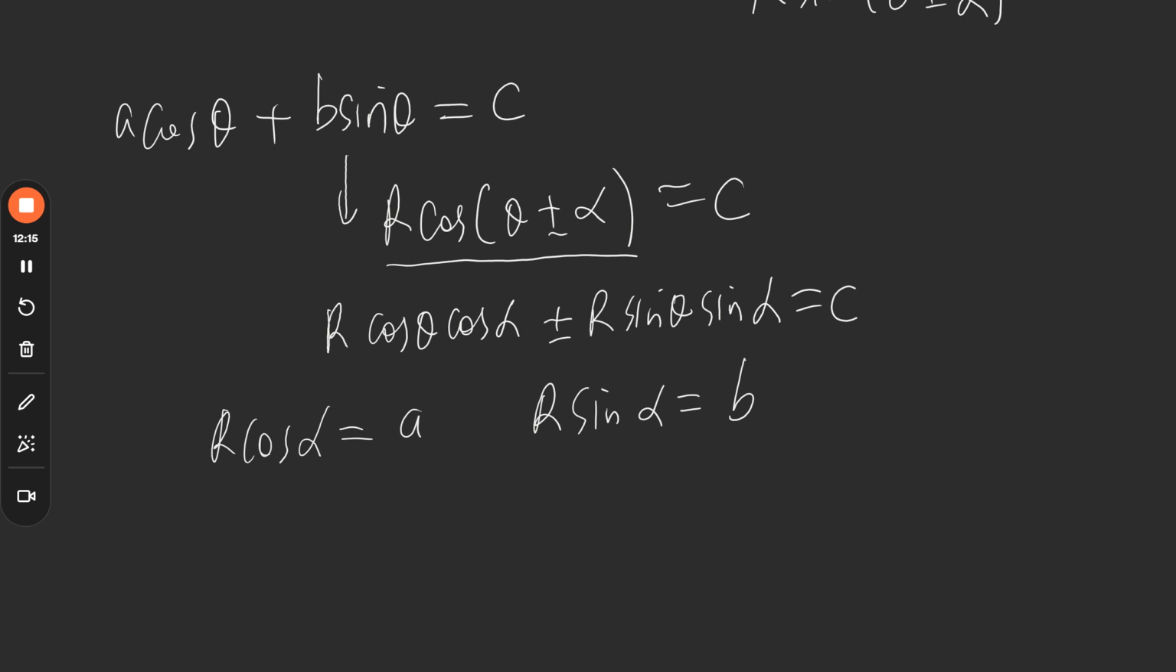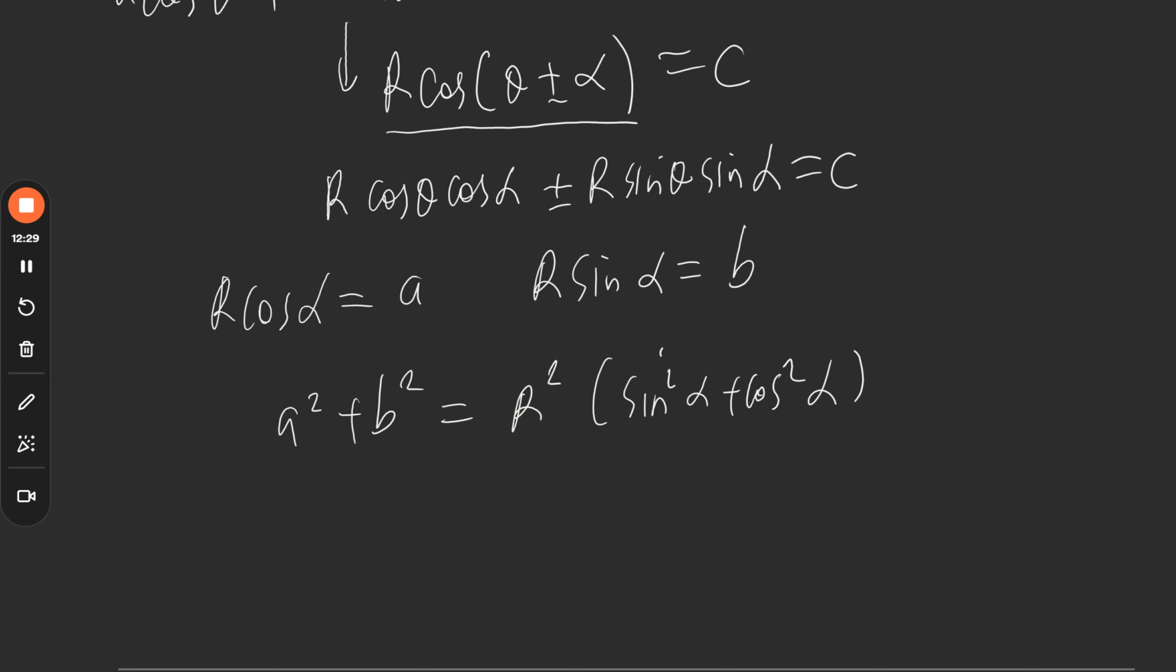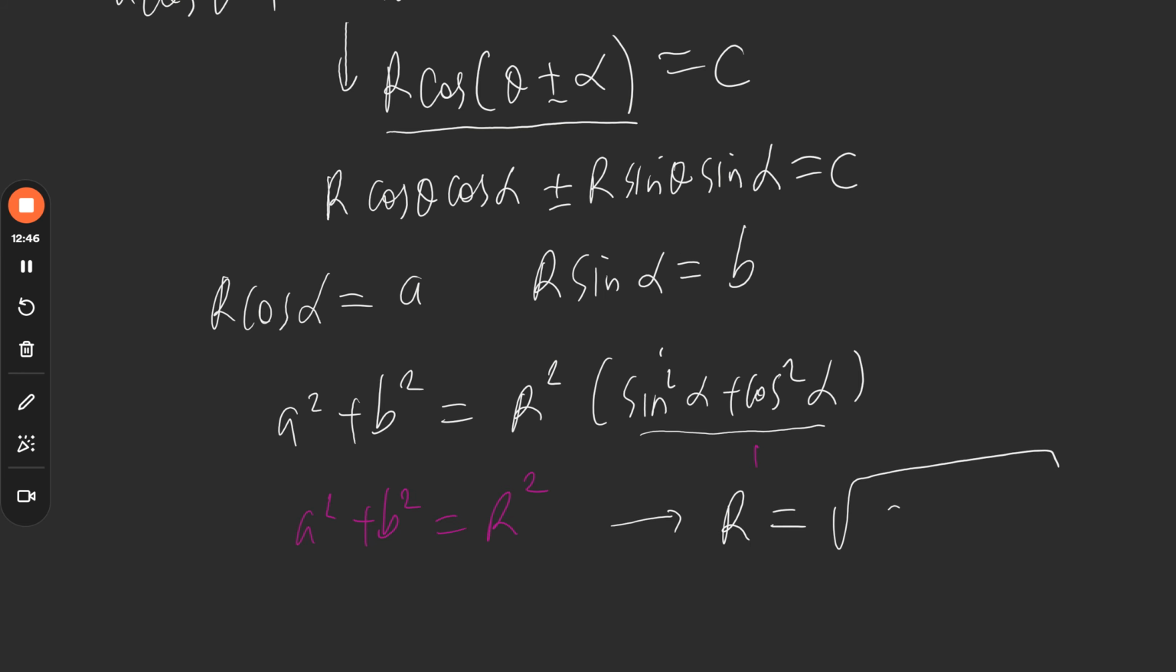So you square both sides. Actually, a square plus b square will have r square in the bracket, sine square alpha plus cos square alpha. And you know that sine square alpha plus cosine square alpha is 1. So a square plus b square is going to be equal to r square. And so eventually we have r is always the square root of a square plus b square.